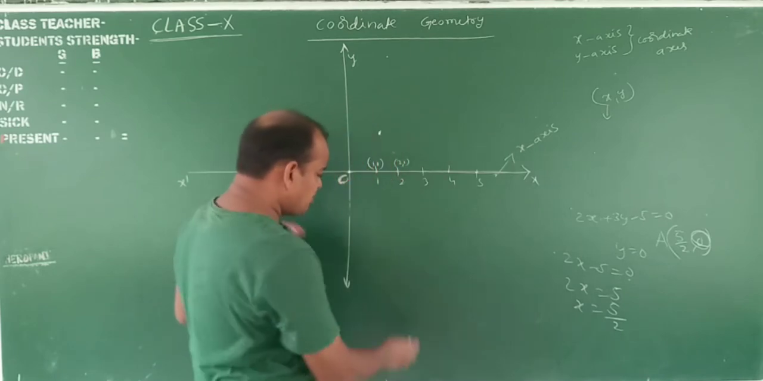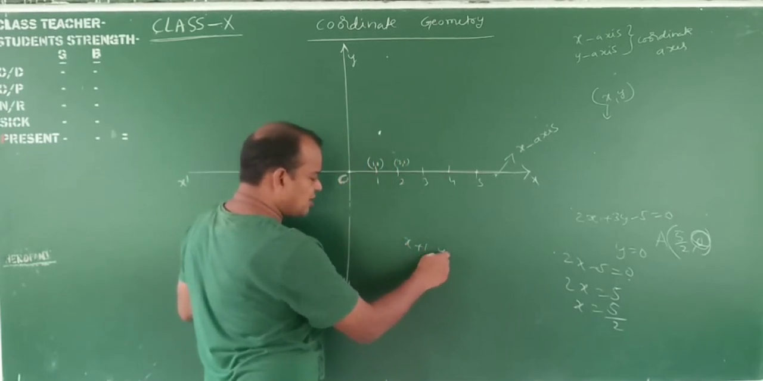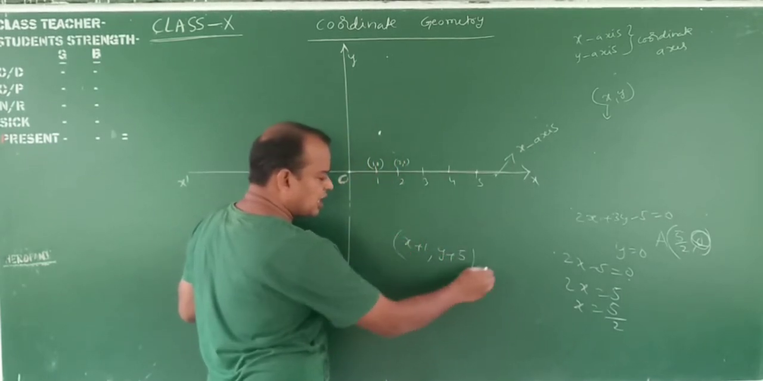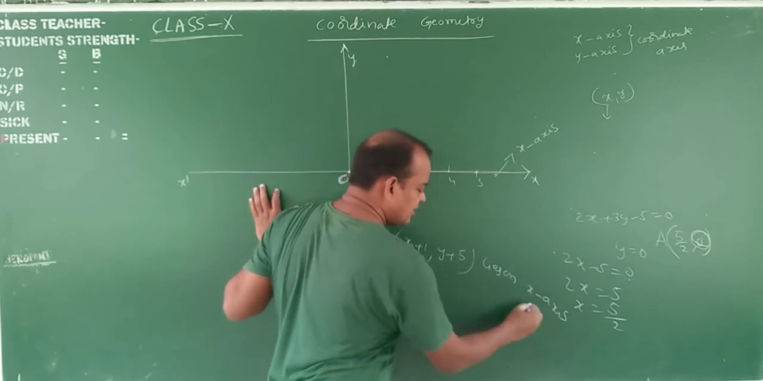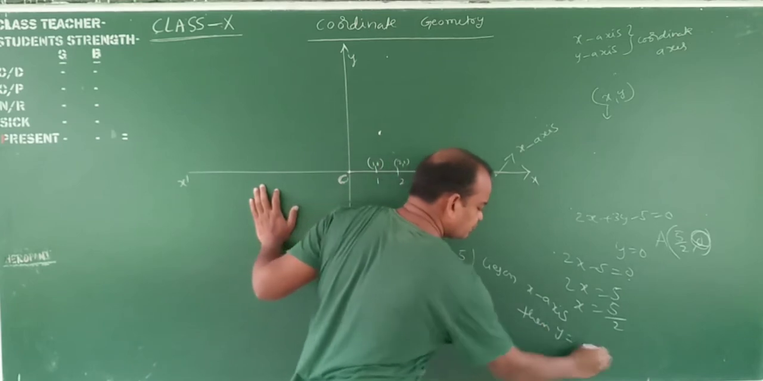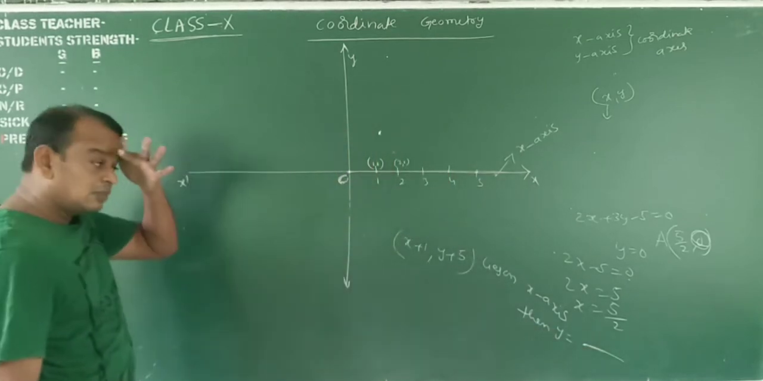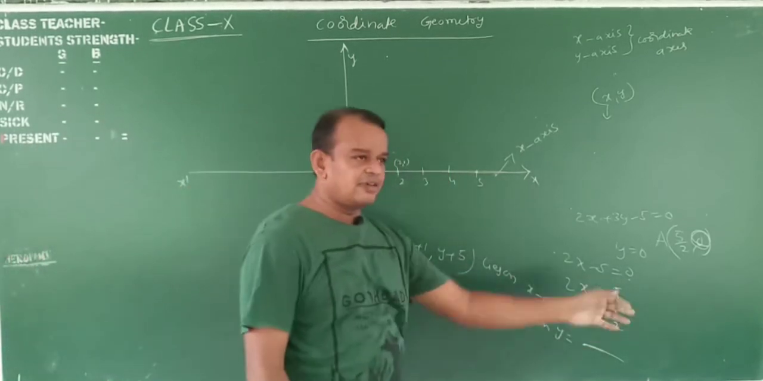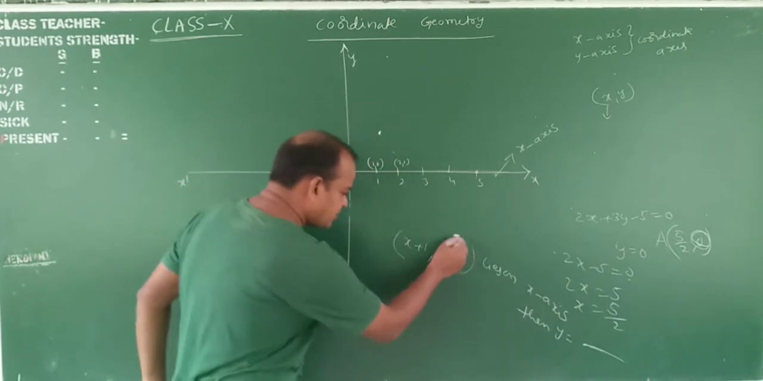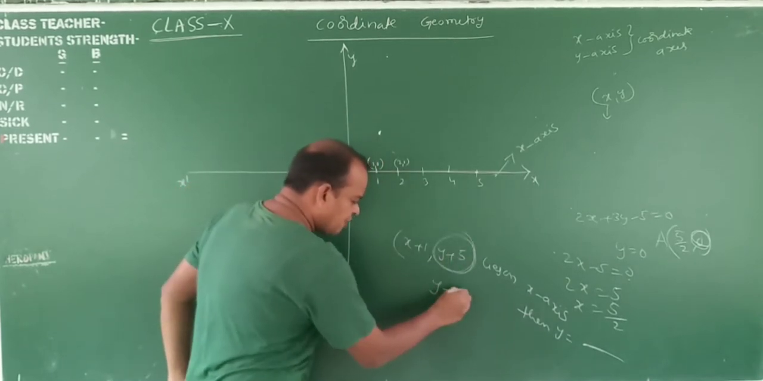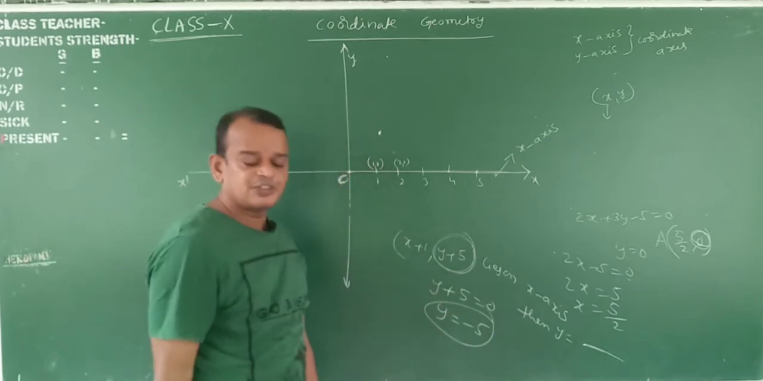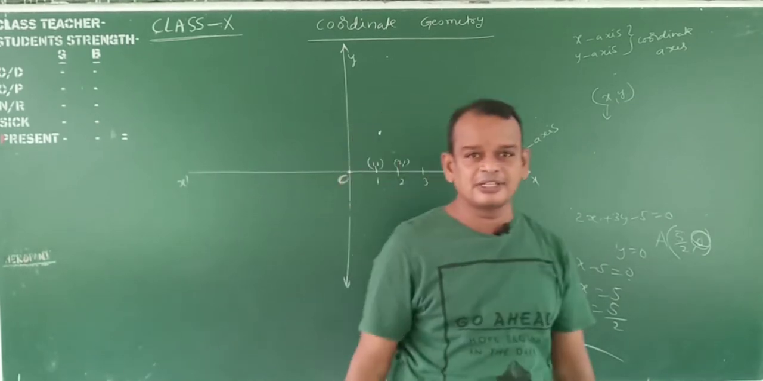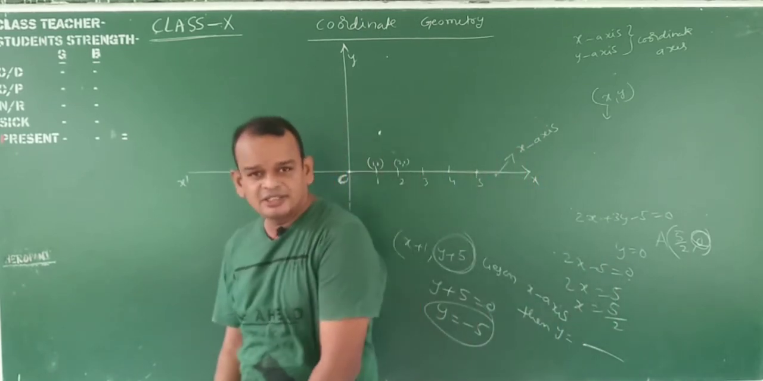Suppose, from the examination point of view, the point (x plus 1, y plus 5) lies on the x-axis, then y is equal to what? If the point lies on the x-axis, then the y coordinate must be equal to 0, which means y plus 5 is equal to 0. Y equals how much? Minus 5, my dear students. Understood or not? I think you have understood.